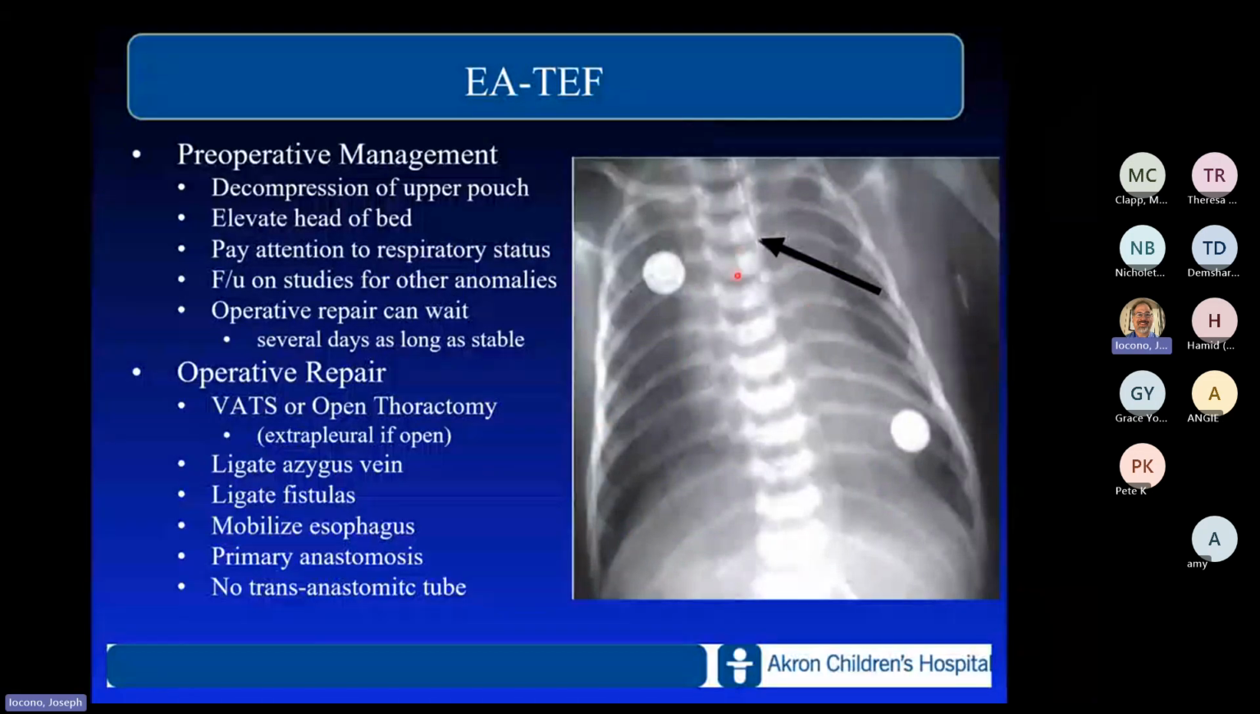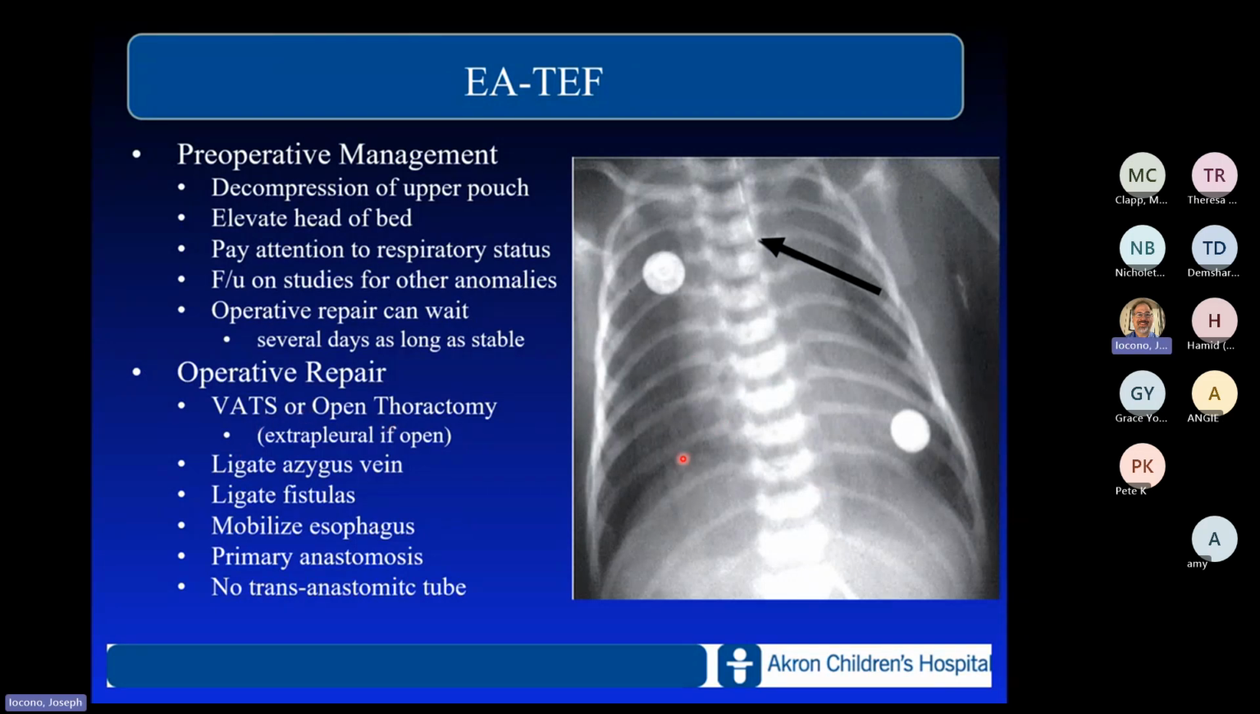You decompress the upper pouch as your first step. You elevate the head of the bed. You put them on reflux precautions because they can aspirate their own saliva, which you don't want them to do. You don't want to positive pressure ventilate these kids before you operate, because the positive pressure will preferentially go through the fistula as opposed to the pulmonary tree, because of the least resistance through the GI tract.